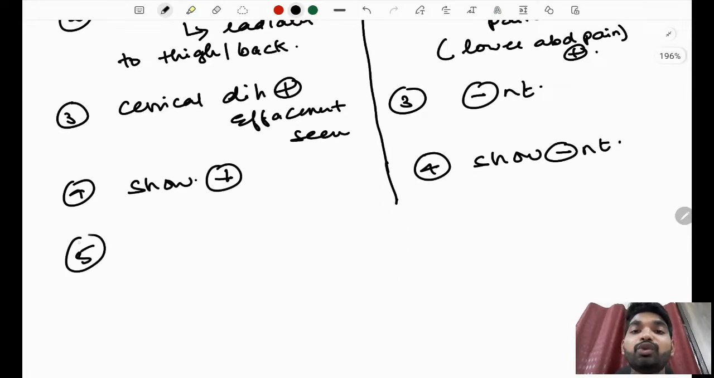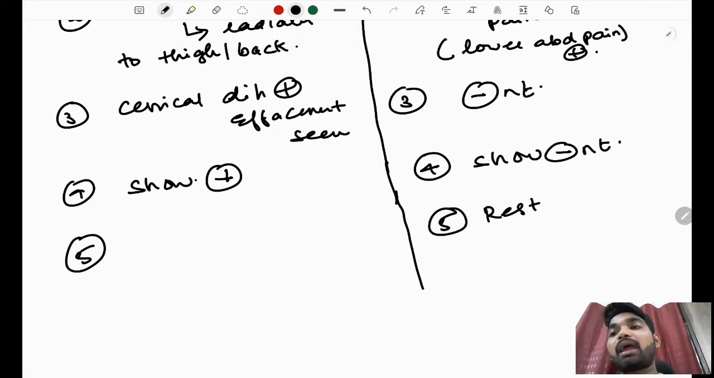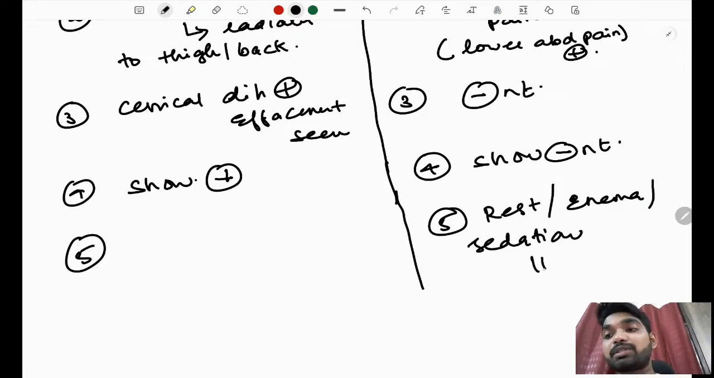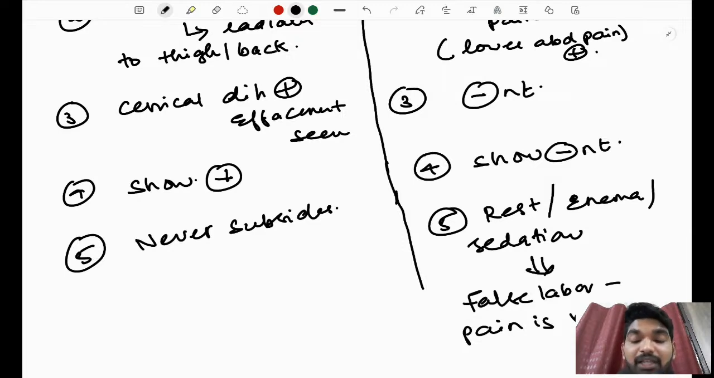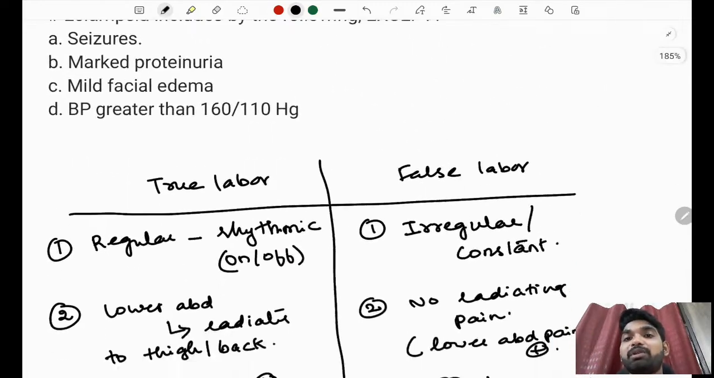And if you provide rest, if you give enema to the mother, or if you give sedatives in false labor, the pain gets subsided, the pain is relieved. Whereas in true labor it will never subside. It is true labor, right? The cervix is also dilating. The only thing is the mother should get delivered, right? It will never subside in case of true labor.